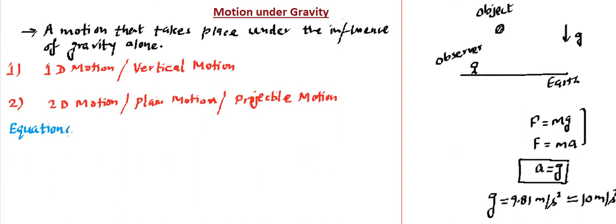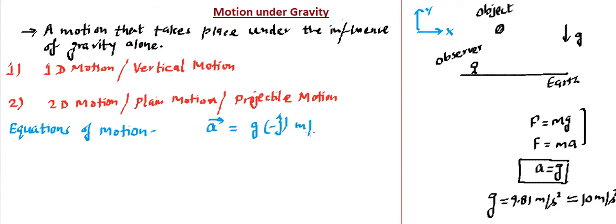Equations of motion. We have already talked about equations of motion for the constant acceleration case and for the variable acceleration case. Here we are going to use the constant acceleration case. So our acceleration is constant. And if we want to design a coordinate system, this is x, this is y, and z is outside. So let's say we are talking about the xy plane. So acceleration will become g as a magnitude, minus j cap as a direction, meter per second square.